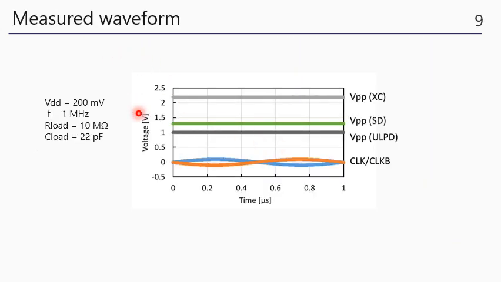This is the measured waveform with an amplitude of 200 millivolt at 1 megahertz, and here's the output voltage of the three charge pumps. In this condition, the cross coupler has the highest output, and ULPD was the lowest.